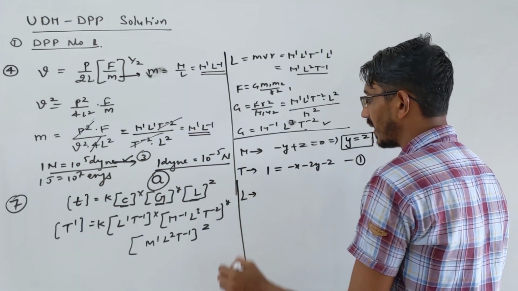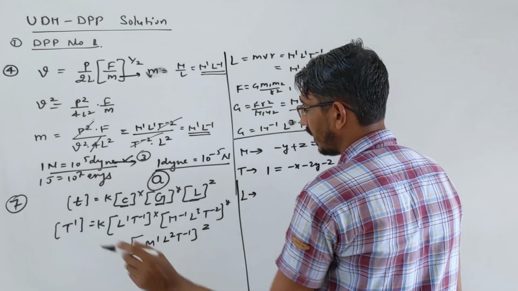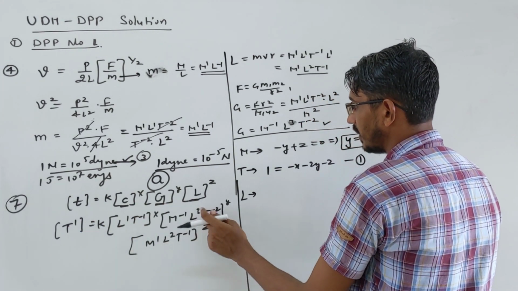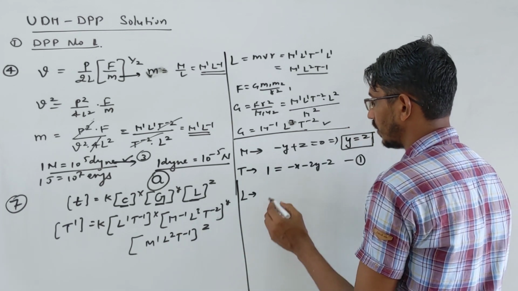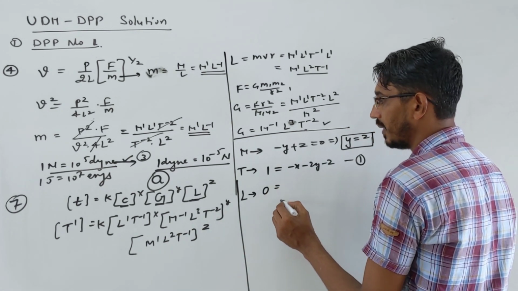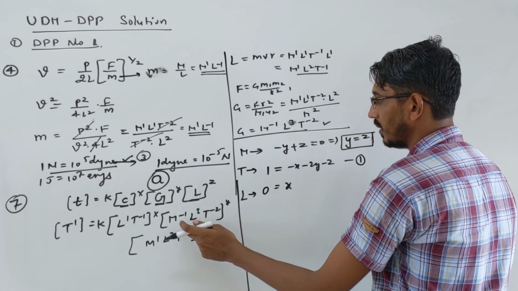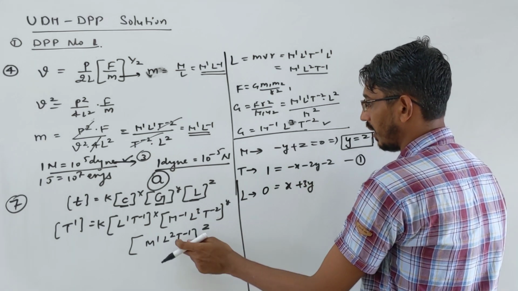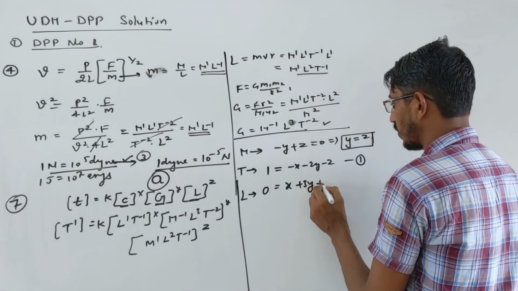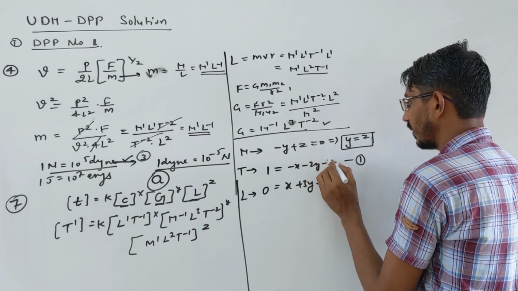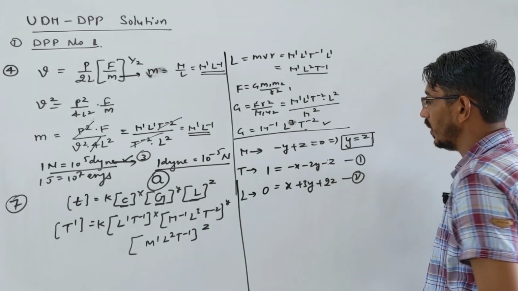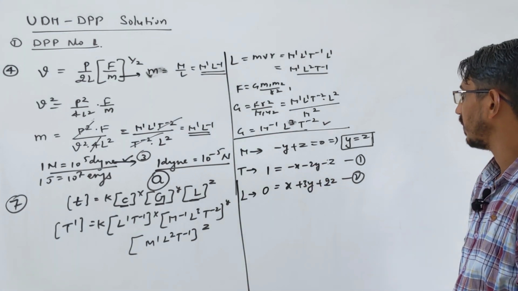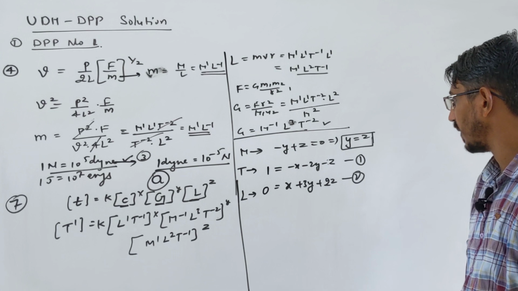Compare the dimension of length. Length is not given here, so it becomes 0 on that side. Here length is given as x plus 3y plus 2z. Yes, this is equation number 2. Now you have to solve these two equations to calculate our x, y and z. All three things we have to calculate.